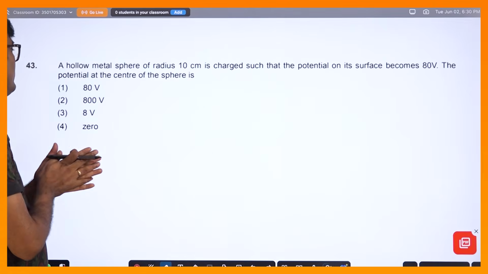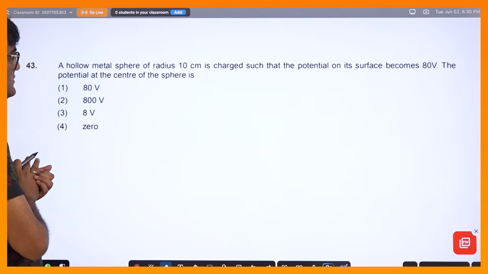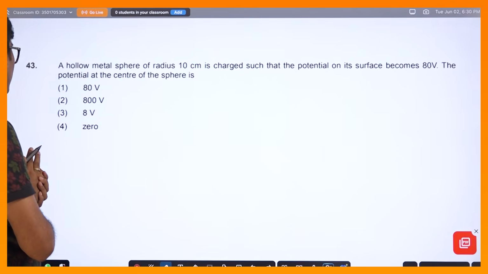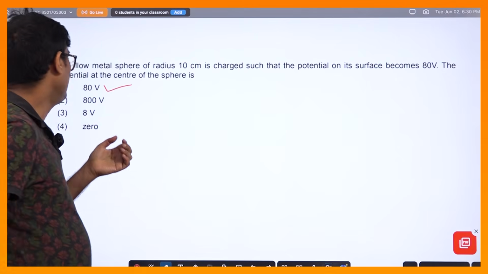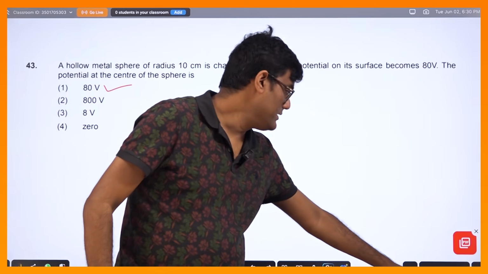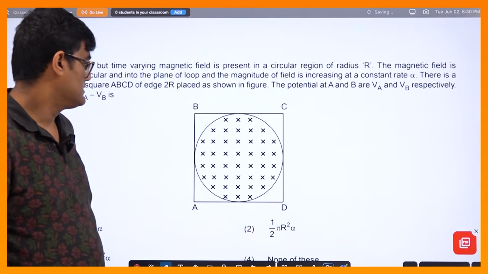A hollow metal sphere of radius 10 centimeter is charged so that the potential is 80 volt. The potential at the center of the sphere is also 80 volt because it is a metal sphere, right? So the potential everywhere is the same as the potential of the surface.